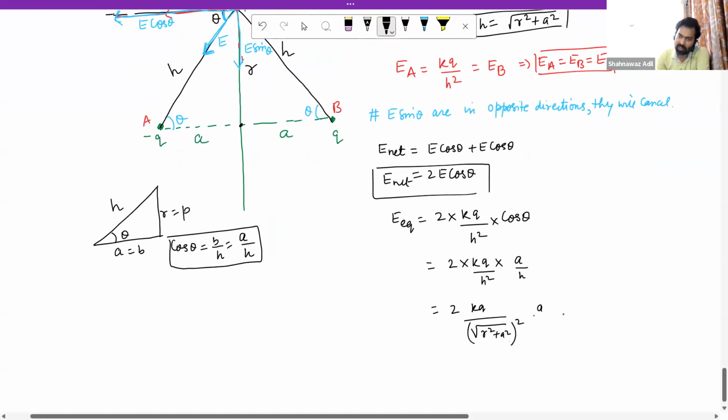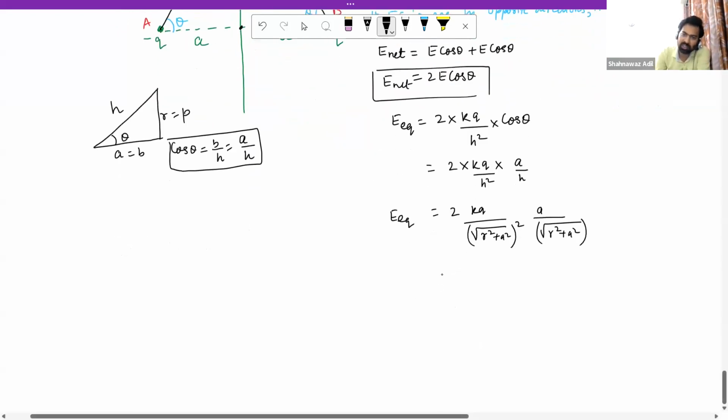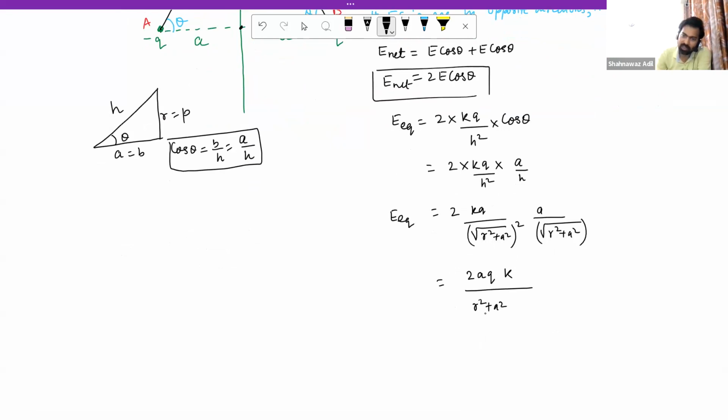And then this A by H. H is again root of R square plus A square. So this is E equatorial, right? Now you see that this is 2AQK divided by, I can write root of this thing as R square plus A square, right? And then this root cancels out, because this is power half, this is square, so this cancels out.